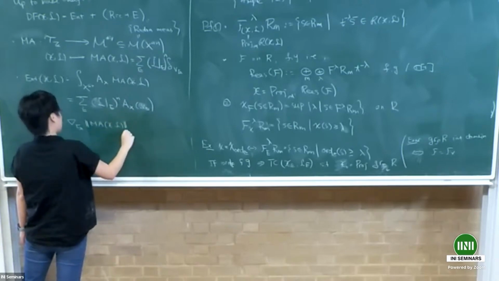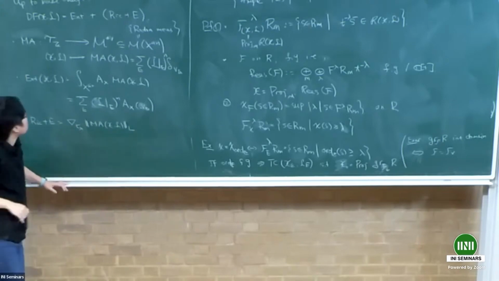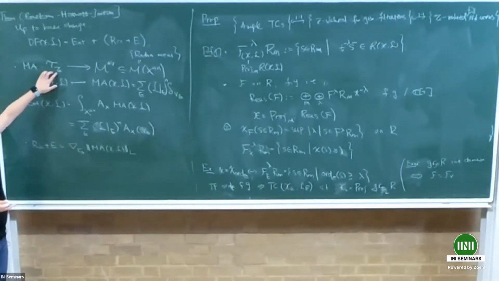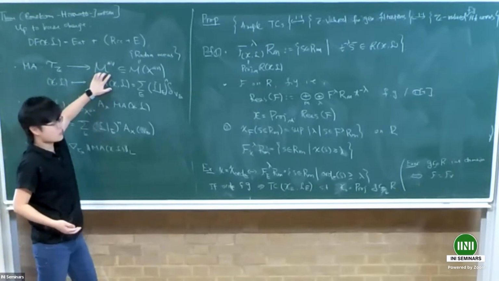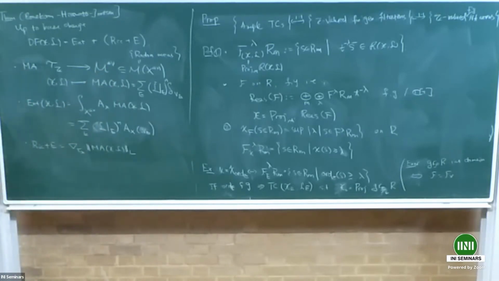And somehow the point is this space a priori depends on the polarization, as it was asked before. But once you move on to the measure side, you can sort of have something that's independent of the polarization, and that is the point.